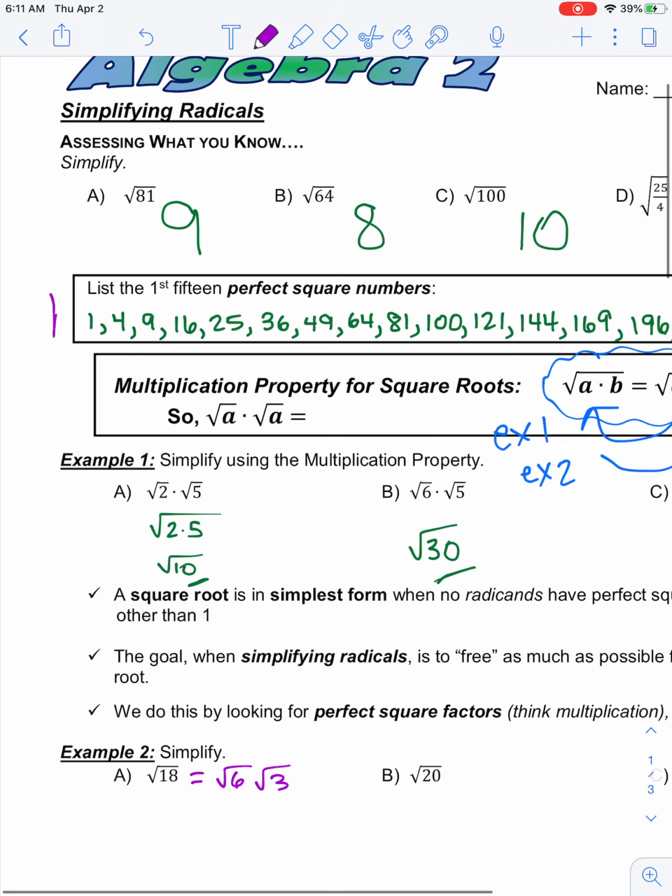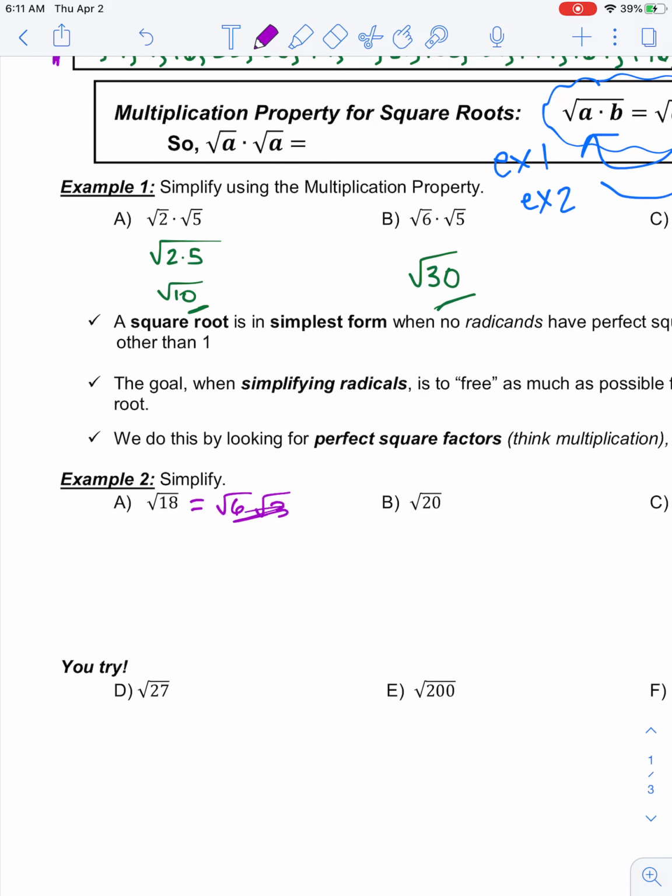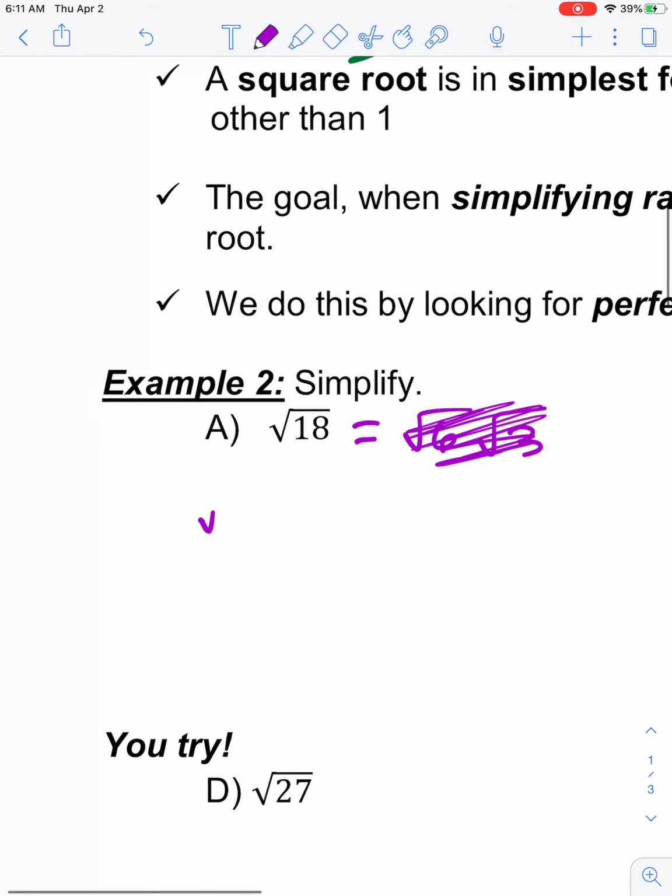That's why we have to know these perfect squares very well, because we want to find a factor of 18 that is on this list. So if you look at the numbers less than 18, you have 16, 9, and 4. You want to find the highest one possible. So if you start with 16, can 18 divide by 16? No. Can I divide by 9? Yes. So instead of using 6 and 3, we want to break this up with 9 and 2.